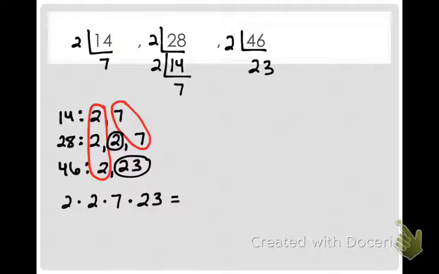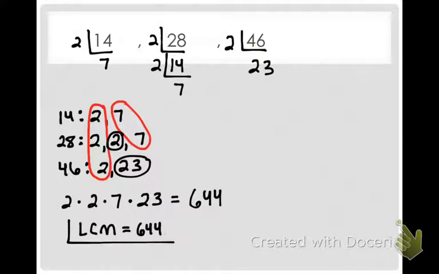So go ahead and pull out your calculators, plug that in. What do you get, guys? 644. Wow, thank you for your excitement. So here we go. You're going to always write down LCM equals 644, because sometimes I'm going to be asking you to find GCF, sometimes it'll be LCM. So always make sure you're telling me in your boxed answer what that means.